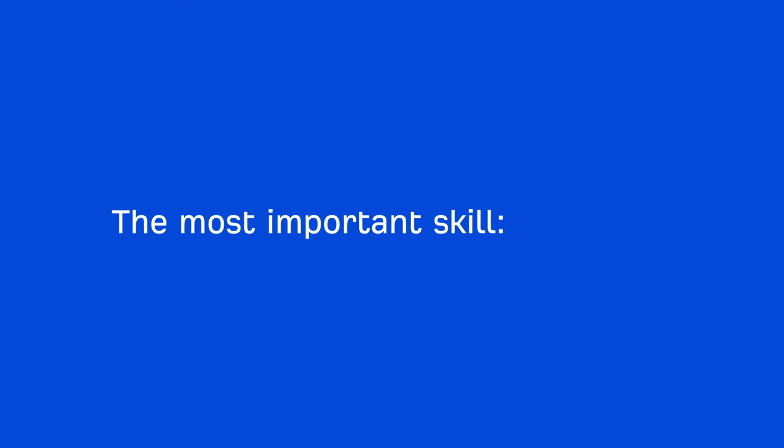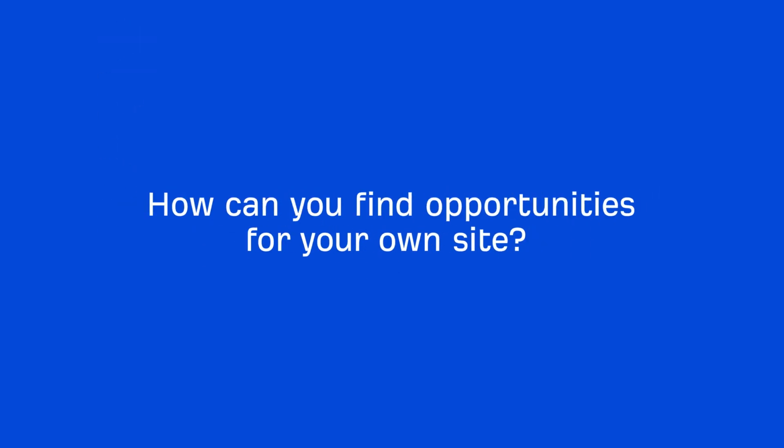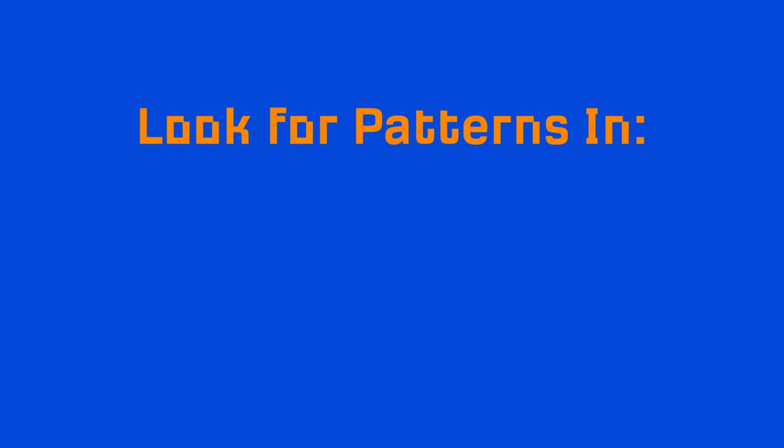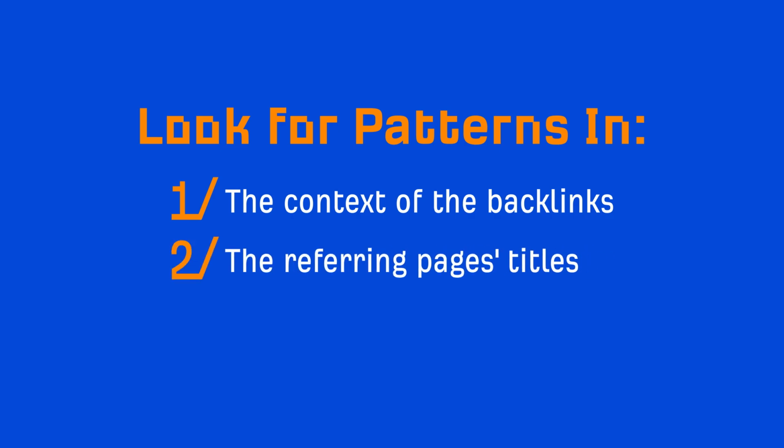Now, the most important skill for a prospector to have when it comes to finding seed prospects is the ability to identify patterns. And by pattern, I'm referring to common reasons for linking or a commonality among linking pages. We've already gone through a couple of examples in the previous module, but I want to talk about how you can find opportunities for your own site. And it's really just about looking for patterns in 3 places when analyzing a competing page's link profile. These places are the context of the backlinks, which help you understand why people are linking to a page, and we'll specifically be looking at anchors and surrounding text; the referring page's titles, which tells you where their links are coming from and or the types of pages they're coming from; and the actual content, which tells you what your email pitch will be based on.